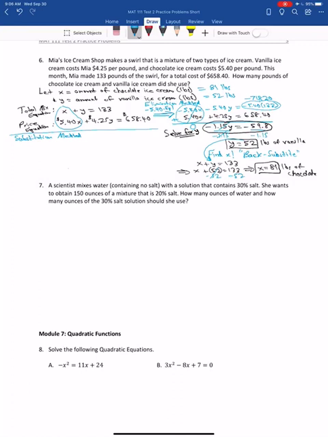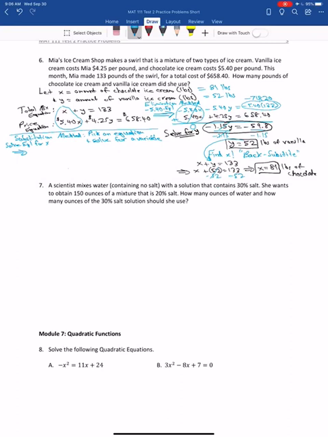Now here's how the substitution method works. The substitution method says pick an equation in your system and solve for one of the unknowns. Solve for a variable, solve for X or Y. So for example, I could solve equation 1 for X. I'll write that here.